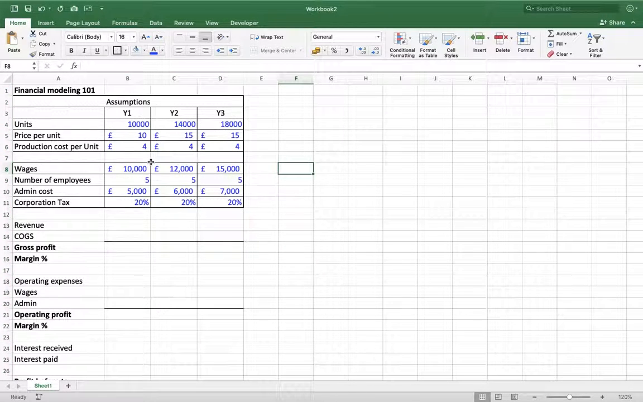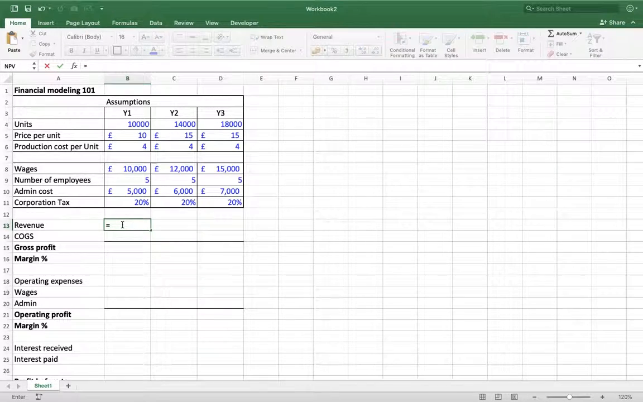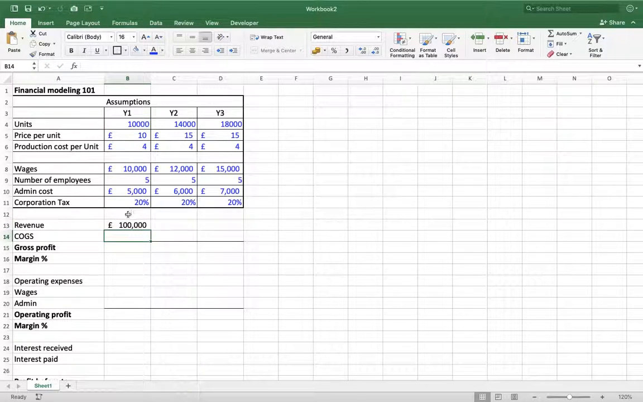All the blue are the assumptions, so if you want to change anything on the assumptions, you can just change it as much as you want. For the revenue, we'll see how much money we've made. The first year would be equal to units times the price per unit. We've got 100,000 and we just drag it through. We've got the cost of goods sold. How much it costs us to make one unit is £4 here.